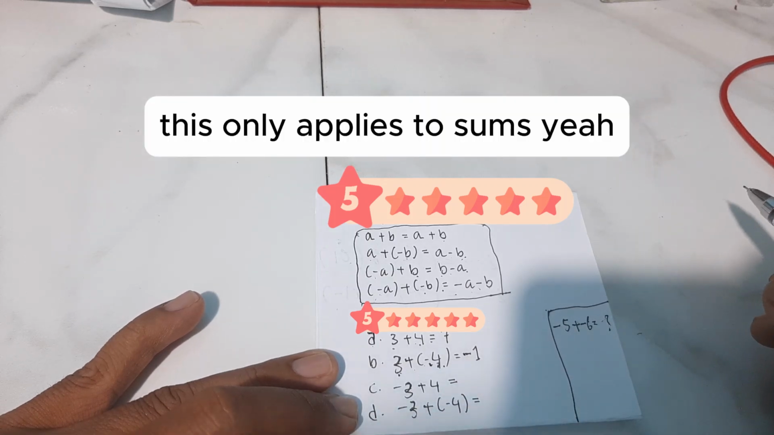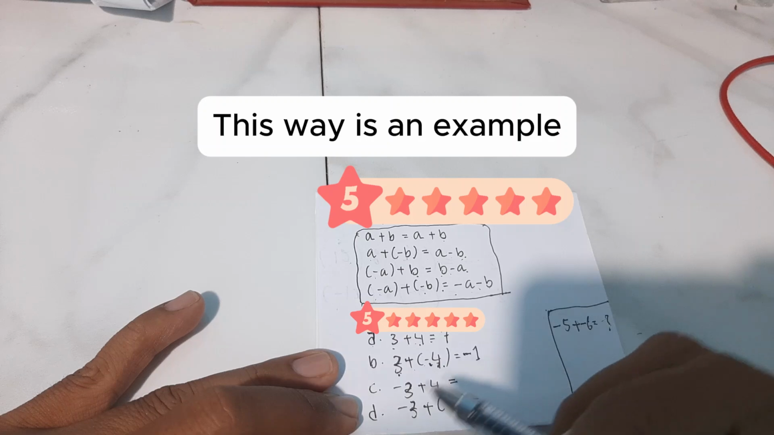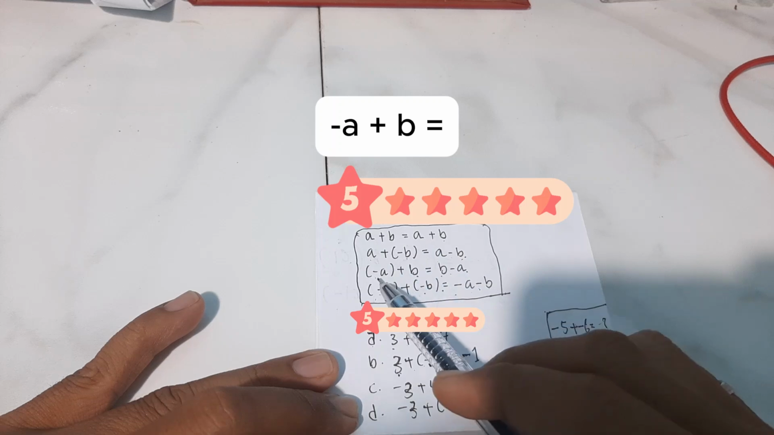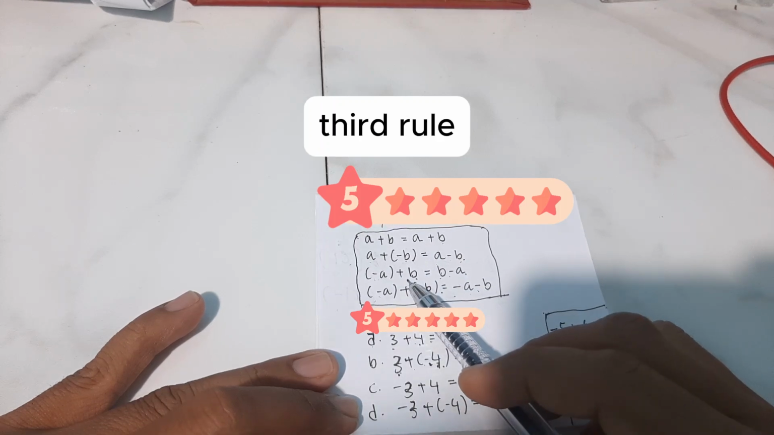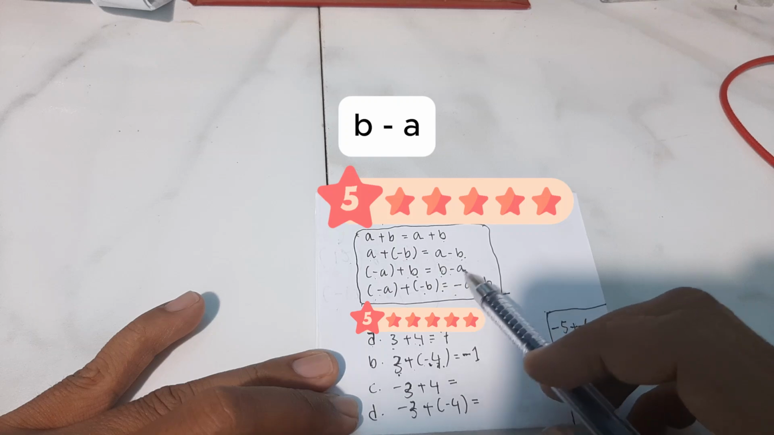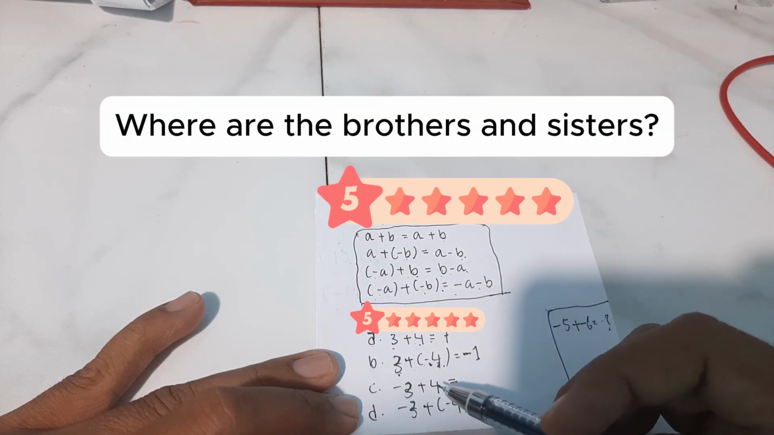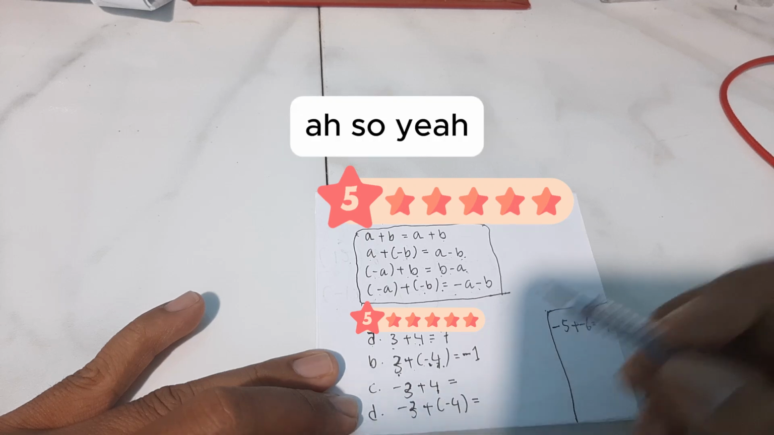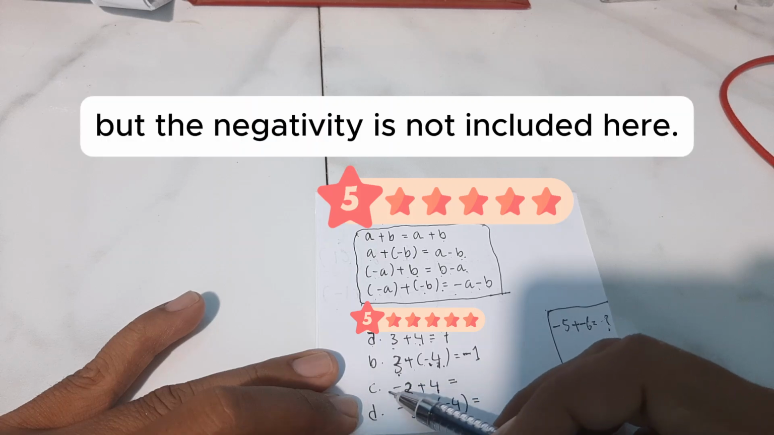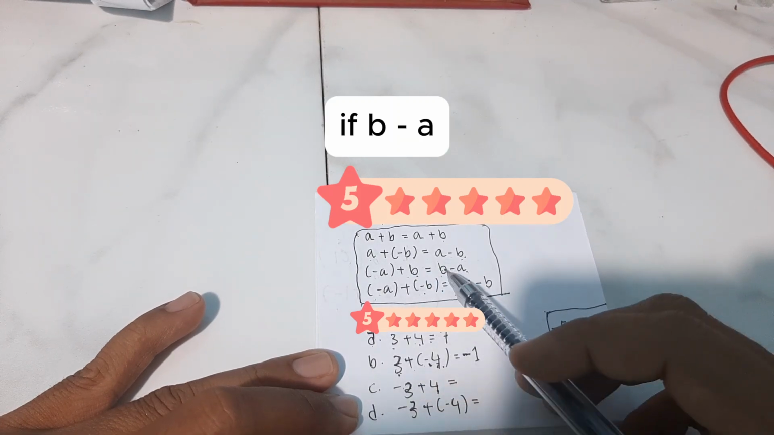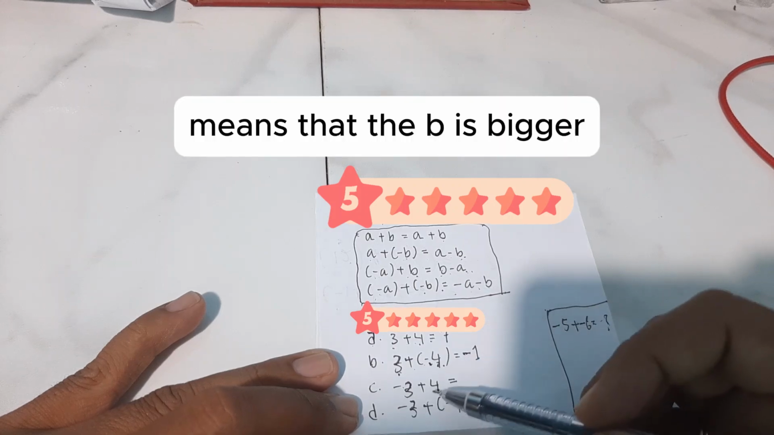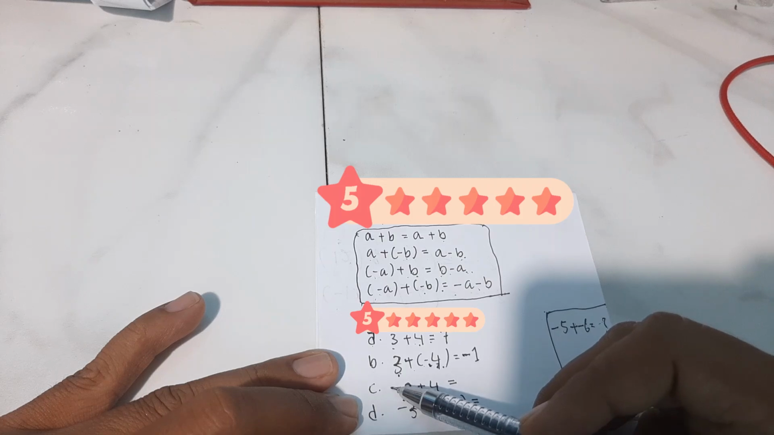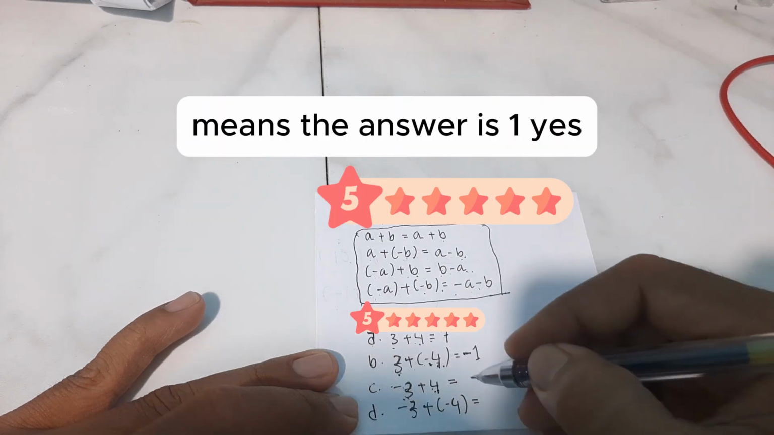This only applies to sums. This way is an example. This one is negative: -3 plus 4 equals. A plus b equals, third rule, ba. Where are the brothers and sisters? b equals 4, so 4 minus 3 equals. It's the same, but the negativity is not included in this third rule. If ba means that b is bigger compared to a for -3, the negatives don't follow. It means the answer is 1, yes.